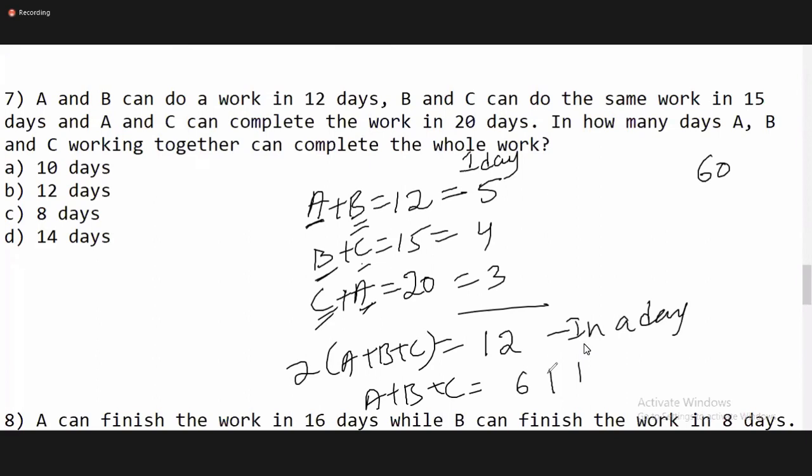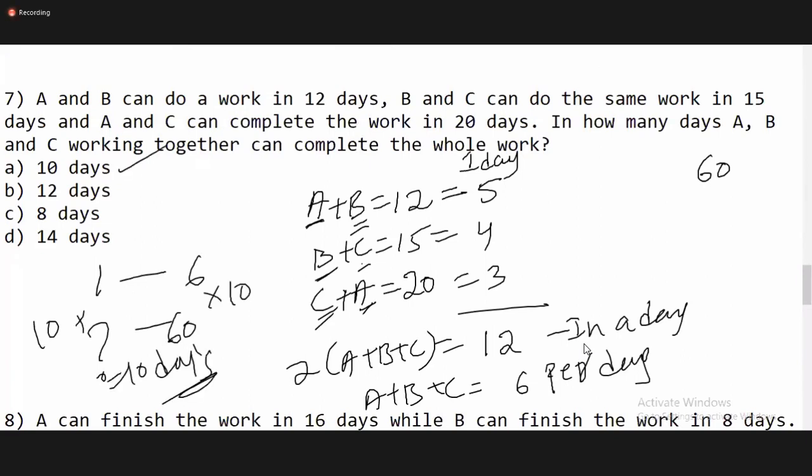Yes or no? Your job is finished. One day they are eating 6 chocolates. To eat 60 chocolates, they'll take how many days? Very simple. Divide by 10. So into 10, then your answer will become what? 10 days. People who got 10 days, they're absolutely right.